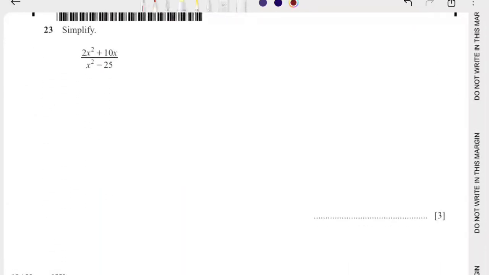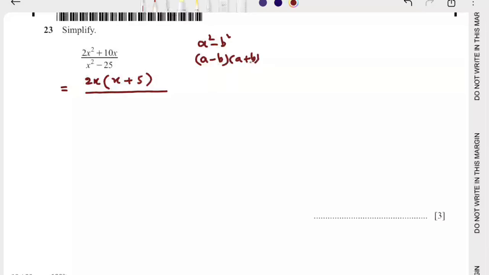Next question. Simplify 2x squared plus 10x over x squared minus 25. So we have to take 2x as a common factor. Here would be x plus 5 upon, just see, we know that a squared minus b squared is equal to a minus b and a plus b. Difference of two squares. So here we have to apply this formula.